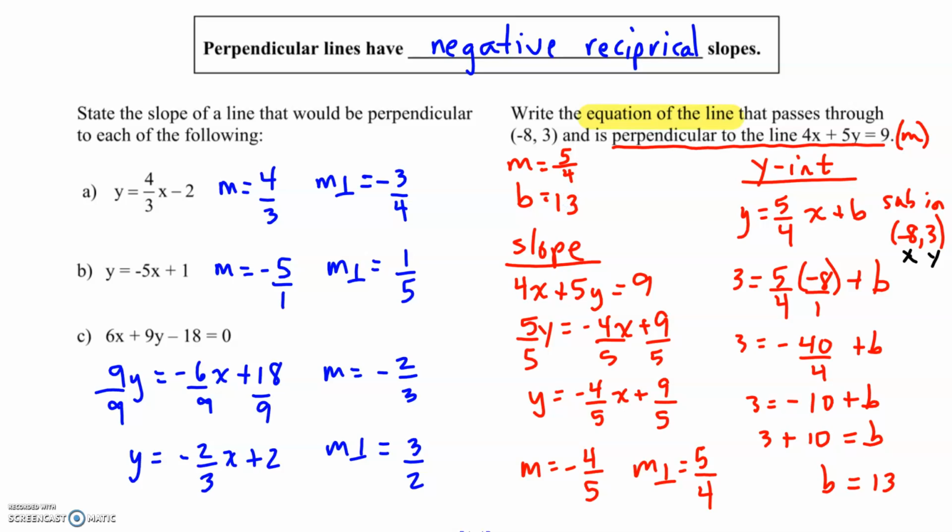Okay, we're ready to write our equation. So our last step is we sub in m, which is 5/4, x plus 13. And that is the equation of our line.